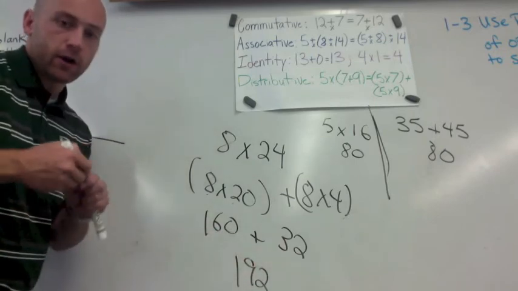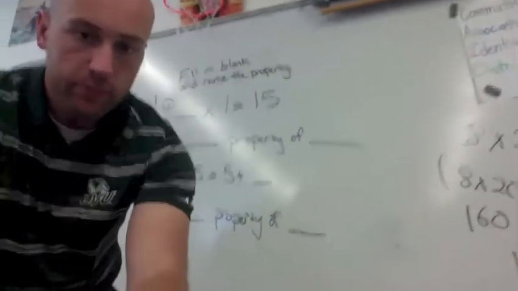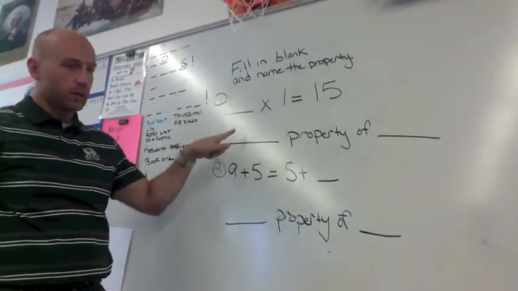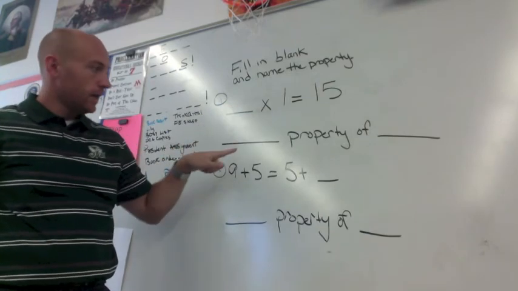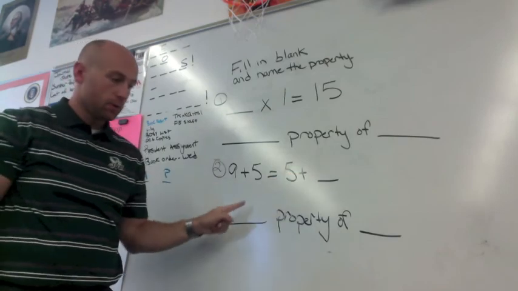All right, here are your bonus extra credit questions. I just want you to fill in the blanks. So fill in the blank and name the property. What number would go here, and what property is it? And then what number would go here, and what property is it?